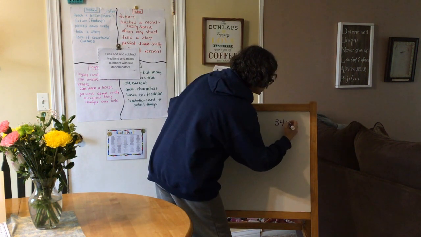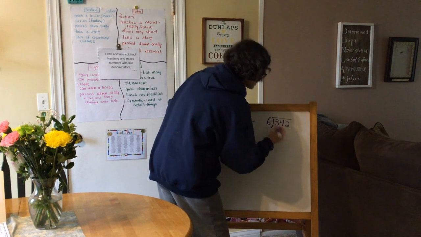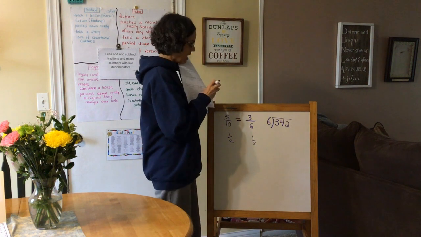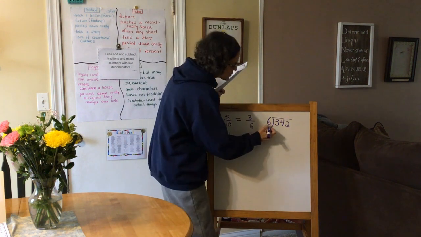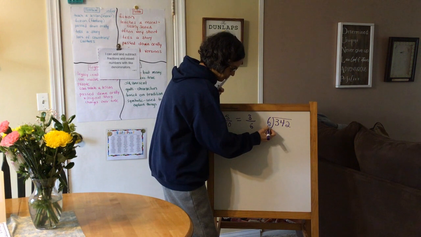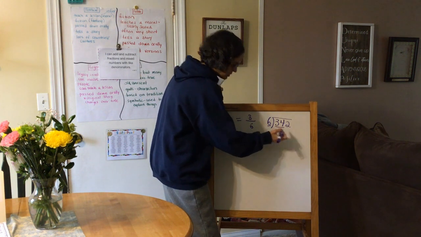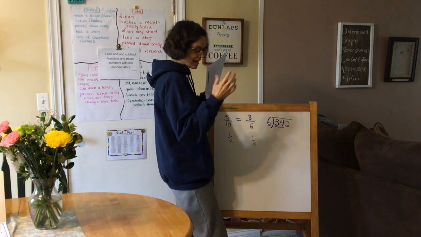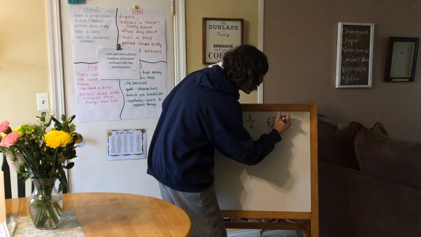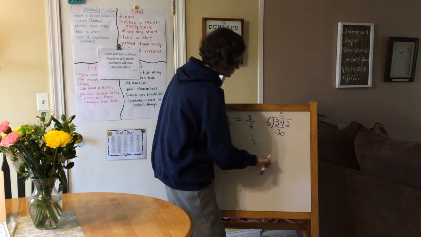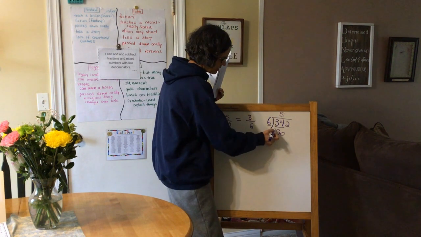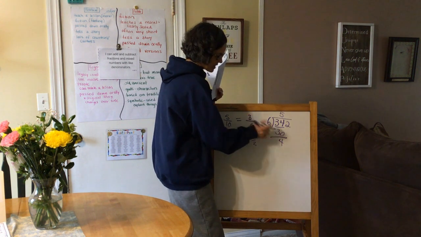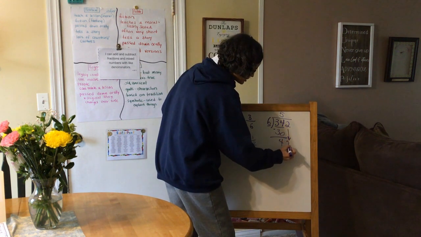342 divided by 6. Like I always tell you, you use whatever strategy works for you. I'm going to use the standard algorithm. If I count by 6s, I can't get to 3, but I can get close to 34. If I count by 6s, 5 times will get me 30. So 5 times 6 is 30. I'm going to subtract and I get 4. 4 is smaller than 6, so I'm going to bring down my 2.